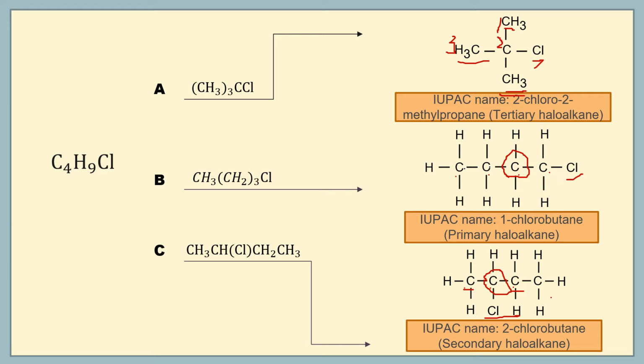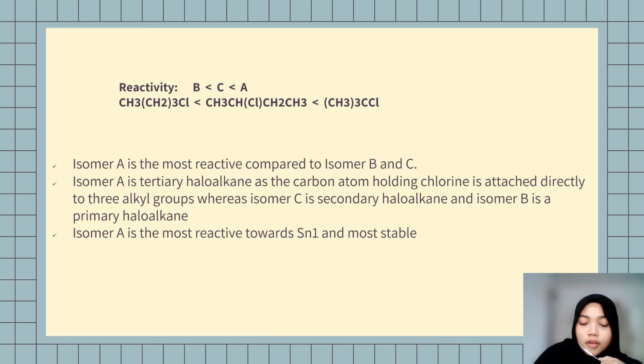Okay, let's move on to the reactivity for isomer A, B, and C. From the classification of isomer A, B, and C, we can indicate their reactivity based on the classification. So the most reactive isomer is A, followed by C and B. Why? So this is the explanation.